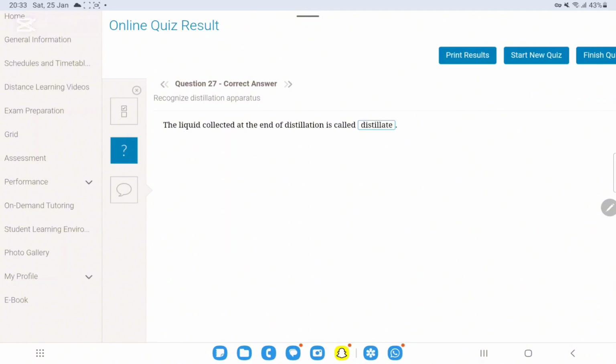The liquid collected at the end of distillation is called the distillate. You have to memorize this one.